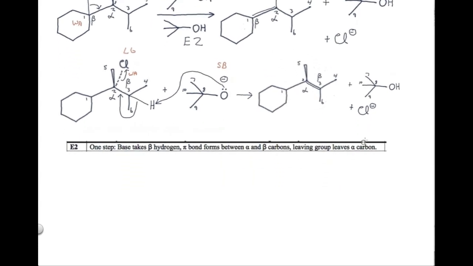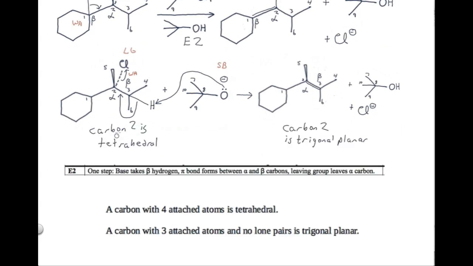Now we have to think about the geometry again here. Again, in the starting material, carbon 2 was tetrahedral because it was attached to 4 atoms. And again, in the product, carbon 2 is trigonal planar because it is only attached to 3 atoms. So again, we have to change the geometry here. Carbon 5 should no longer be on a wedge. Now carbon 5 should be on a solid line, so it's in the same plane as carbons 1 and 3.